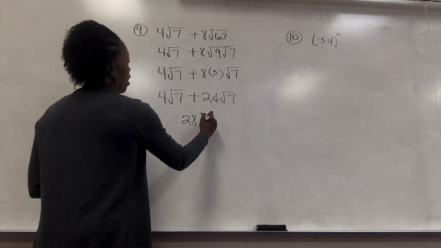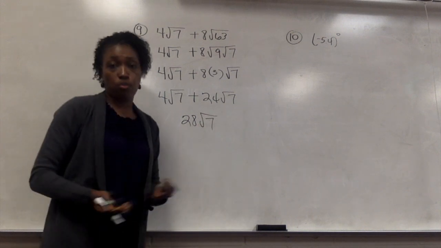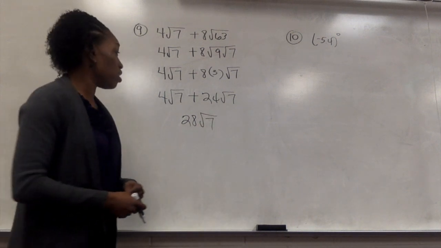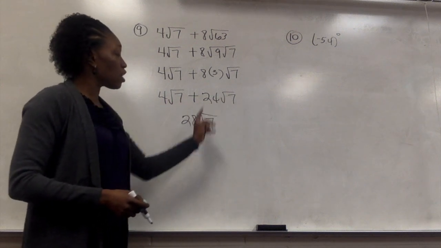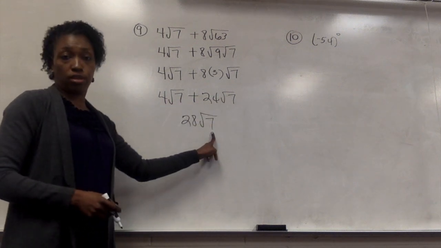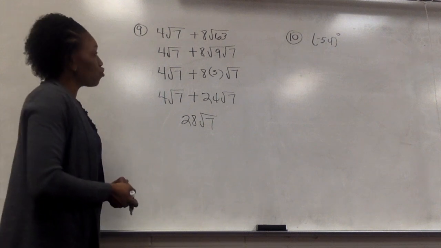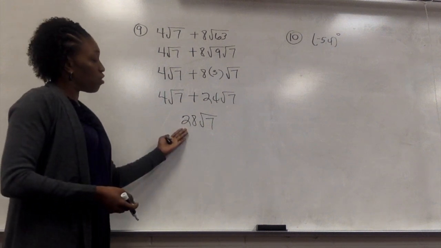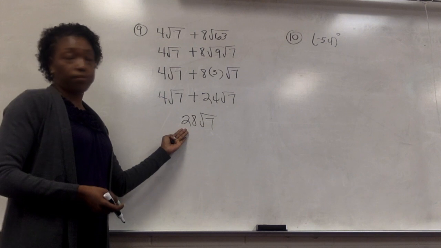And of course, the number underneath your radical cannot be added together. It is the term, so you must keep it the same. You can't do anything to it. It's just like a variable, so you're going to treat it like one. So our final answer here is 28 square root of 7.